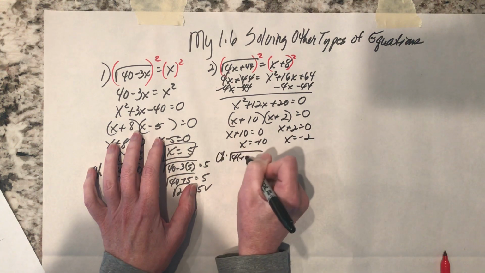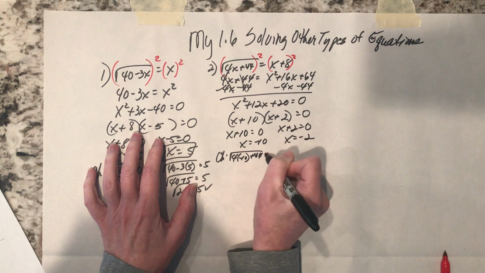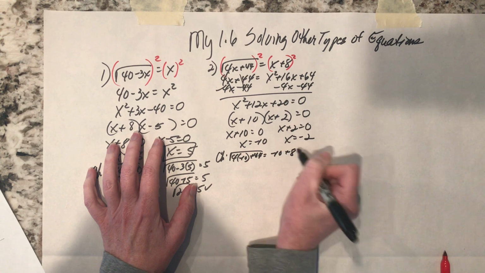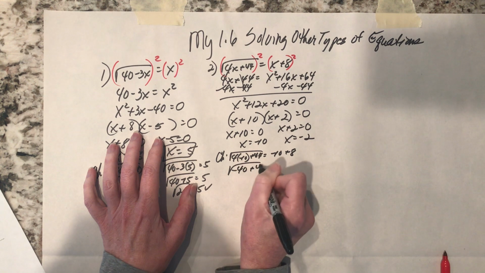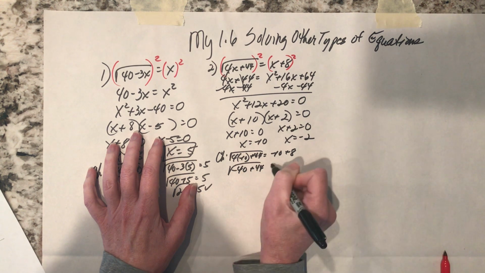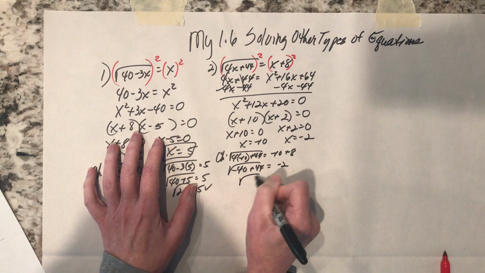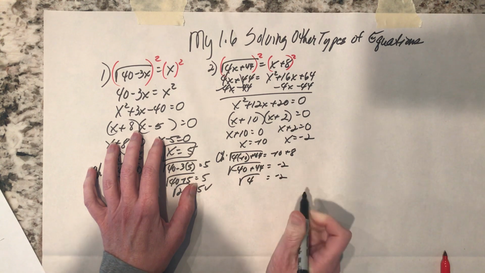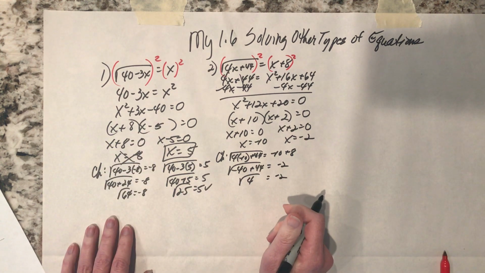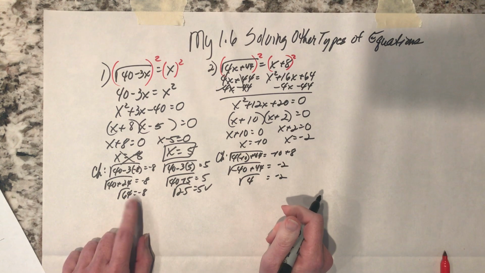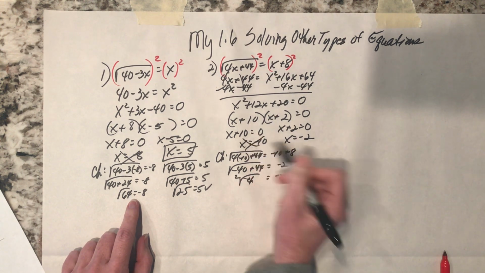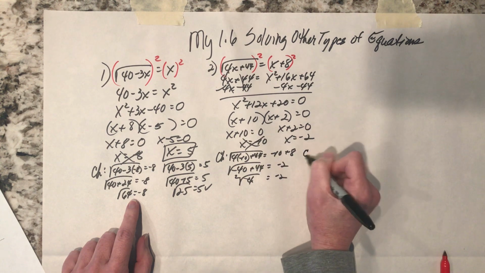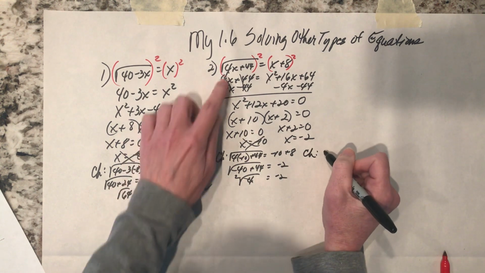So 4 times negative 10 plus 44 equals negative 10 plus 8. So we get negative 40 plus 44 equals negative 2. The square root of 4 equals negative 2. That's not going to work for the same reason the 64 didn't work. 2 doesn't equal negative 2, so kill that one. Let's look at checking the negative 2.